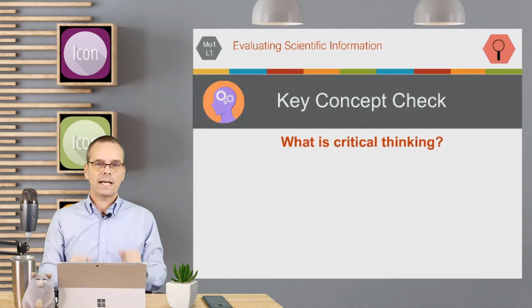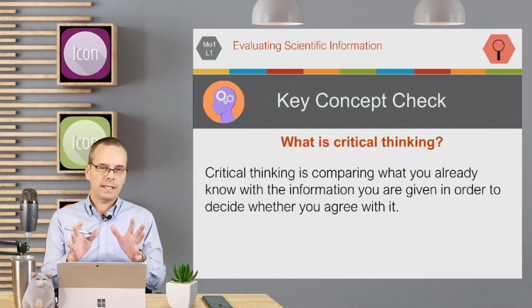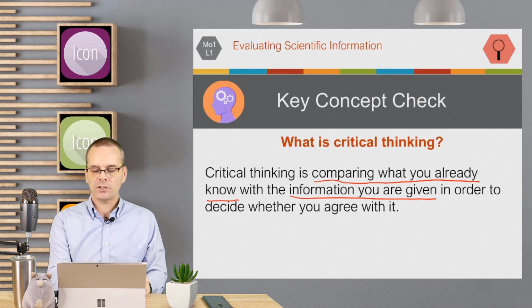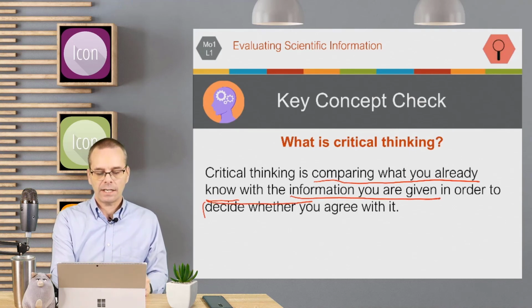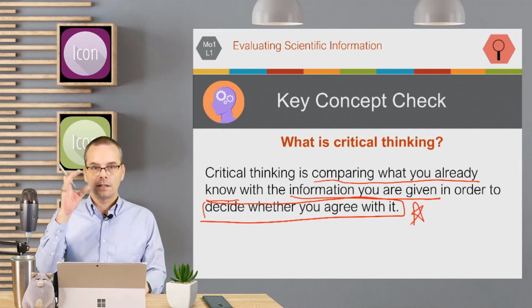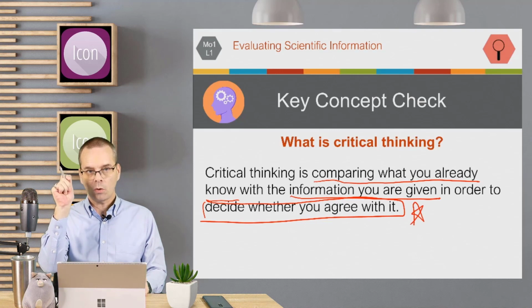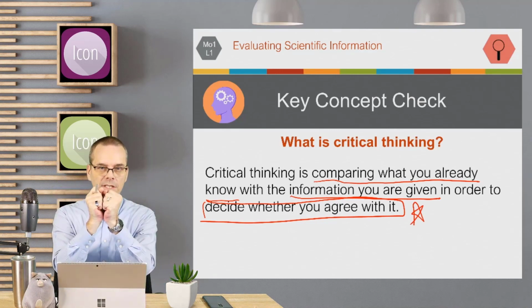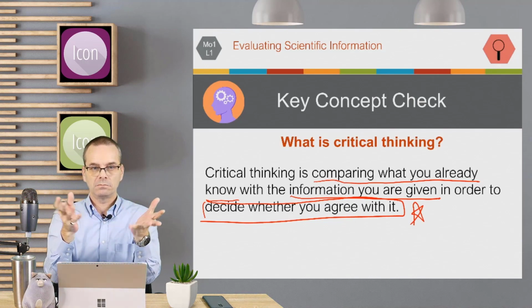So now we're to our last key concept check. What is critical thinking? All right, critical thinking, again, remember, it is comparing what you already know with new information you are given, and then you're using that to decide whether you agree with it or not. So again, critical thinking is taking what you already know, new information, putting them together and deciding, do I agree? Do I believe?